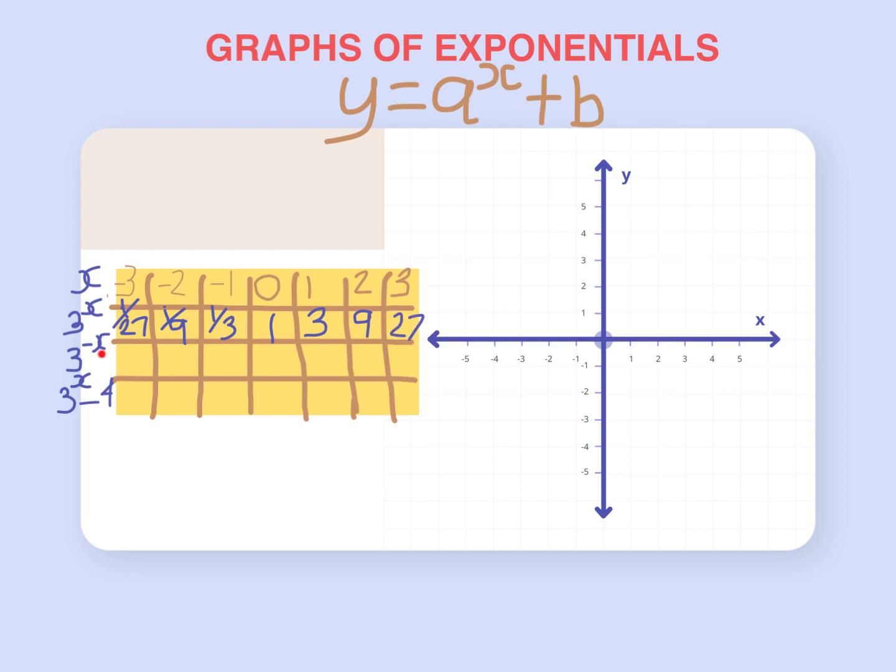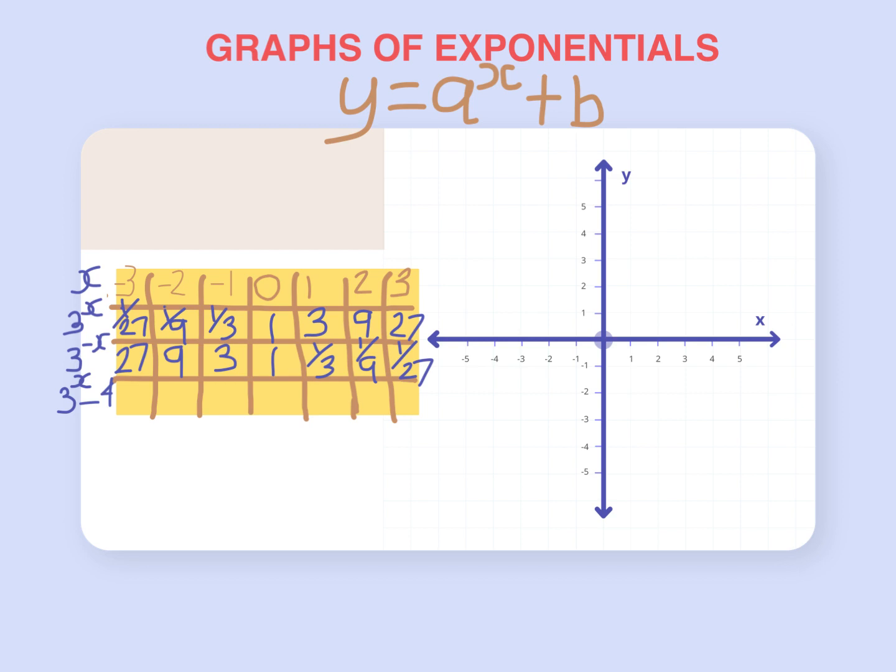Now let's look at 3 to the minus x. If x is negative 3, this would be 3 to the power of positive 3. And this will be 3 to the power of positive 2, 3 to the power of positive 1, 3 to the power of 0, and anything to the power of 0 is 1. So this would be 3 to the negative 1, which is 1/3, and so on. What you can see here is that for these two rows of the table, they're just reversed: 1 over 27, 27, and so on.